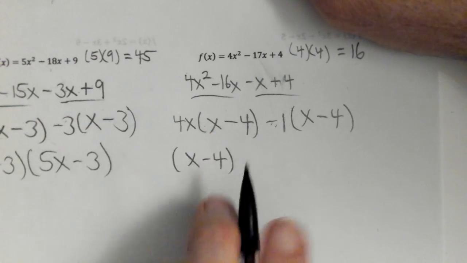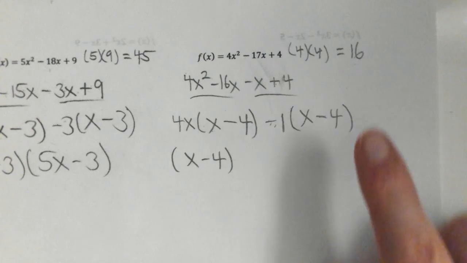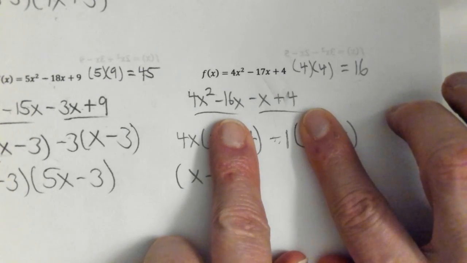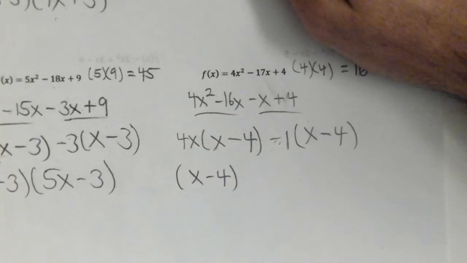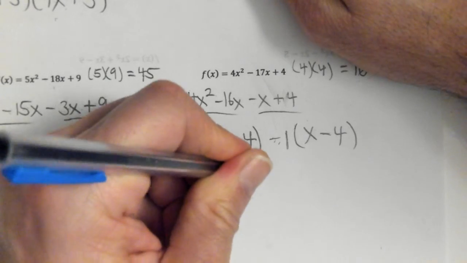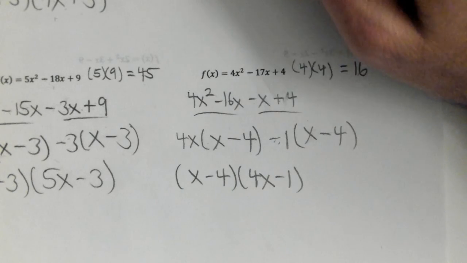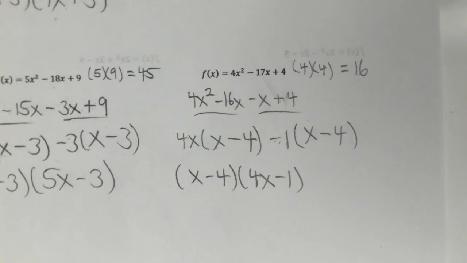So I'm going to pull that out, x minus 4, and then what's left when I pull the x minus 4s out? If you're having trouble seeing it, just put your finger over those parentheses, and now you can see it's 4x minus 1. So in the parentheses, 4x minus 1 is what we'll have. And there you go. That's it. So you're now ready for your quiz.